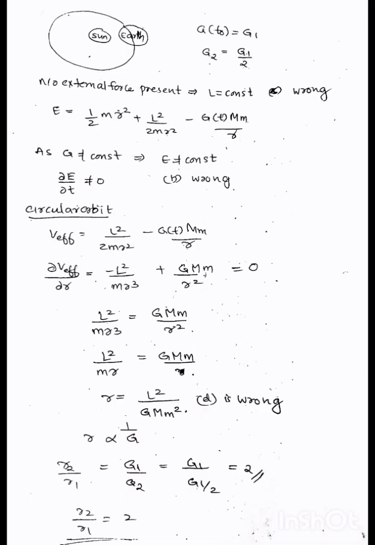So option D is wrong. From here we can write R2 by R1 is equal to G1 by G2, as R is proportional to 1 by G. So G1 by G2 is, we know, G1 by 2, so this is equal to 2. That is, R2 by R1 is equal to 2. So the correct option is A, because the radius of the Earth's orbit will increase by a factor of 2.